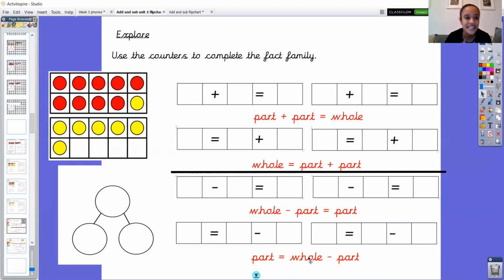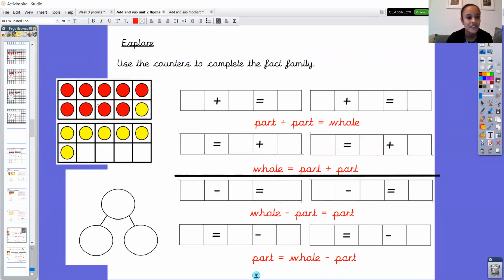First of all, I can see my parts and my whole in my ten frame, but I want to put it in my part whole model as well, just to help me. I'm going to count how many there are all together first of all, and I know that there's 10 here, don't I? So I'm going to take that 10, put it in my head, and I'm going to count on. 10, 11, 12, 13, 14, 15, 16. Okay, so 16 is my whole.